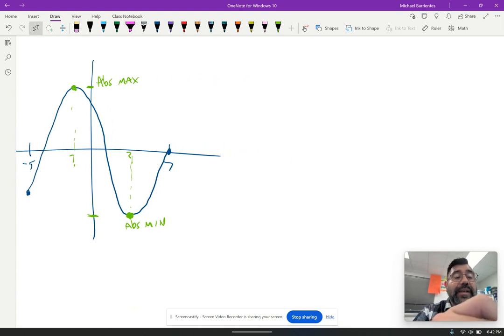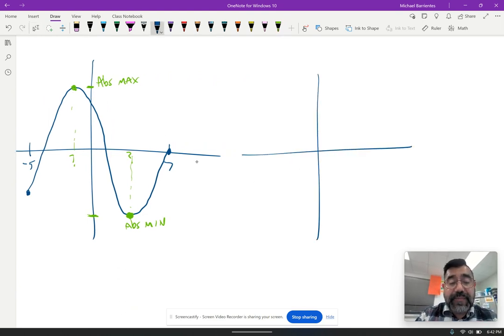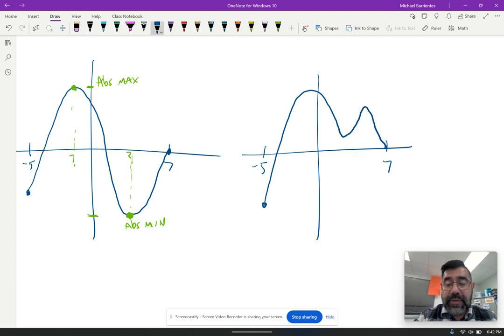But if I have something that looks like this, we'll still do -5. We'll still do 7. We'll still start at the bottom. But this time we're going to go up, going to come down. We're going to go up, and then we're going to come down and end here.